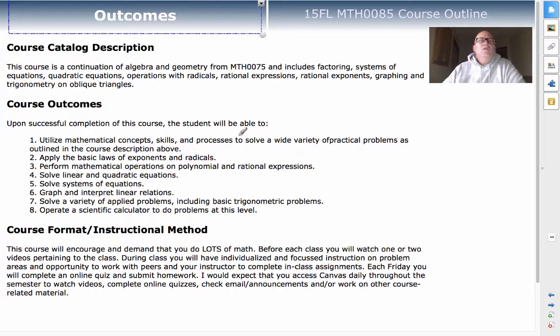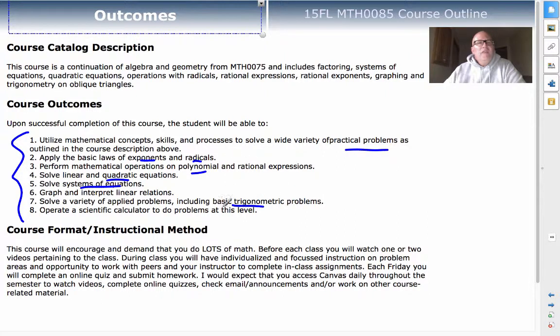Okay, so in terms of the things that we'll be talking about and doing during the semester, these are the basic concepts that we're going to be looking at. We'll be using math concepts and skills to solve a number of different problems. We'll look at exponents and radicals, polynomials, quadratic functions, maybe some systems of equations, graphing those, and then we'll also finish up looking at some trigonometry.